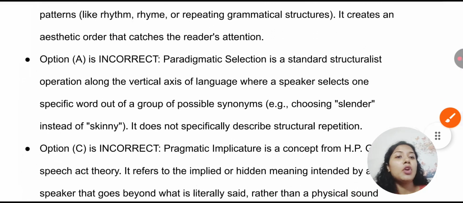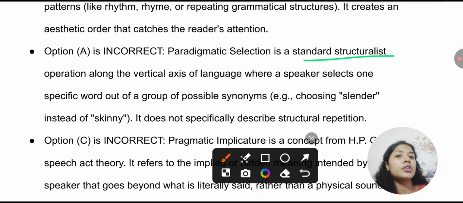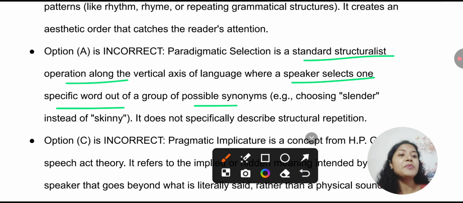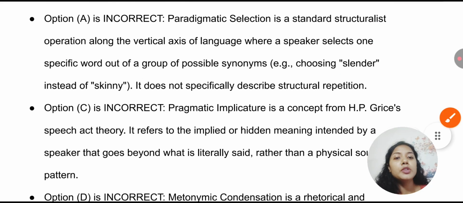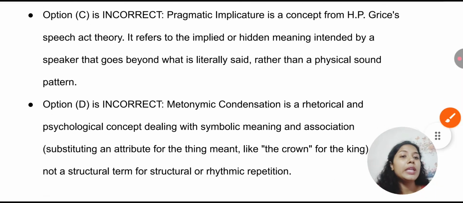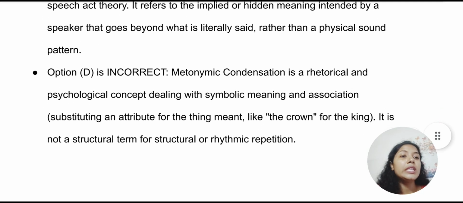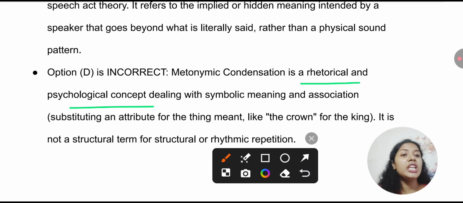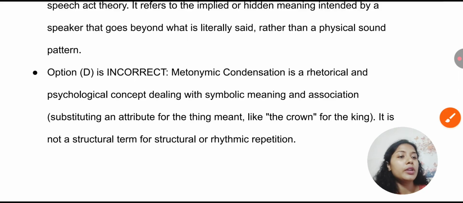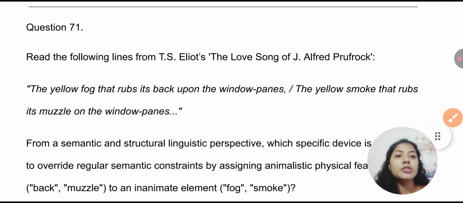Okay, and why was the other one false? Paradigmatic selection is a standard structuralist operation along the vertical axis of language, where a speaker selects one specific word out of a group of possible synonyms, like if anyone has chosen slender instead of skinny. So it does not specifically describe structural repetitions. Option C was also incorrect and option D was also incorrect. Metonymic condensation is a rhetorical and psychological concept dealing with symbolic meaning and association. It is not a term for structure or rhythmic repetition. Okay, now let's move on to the next question.